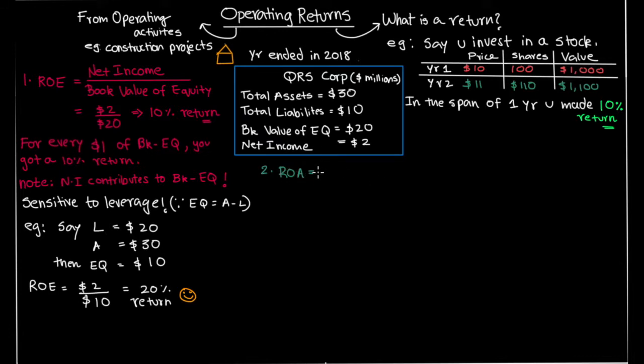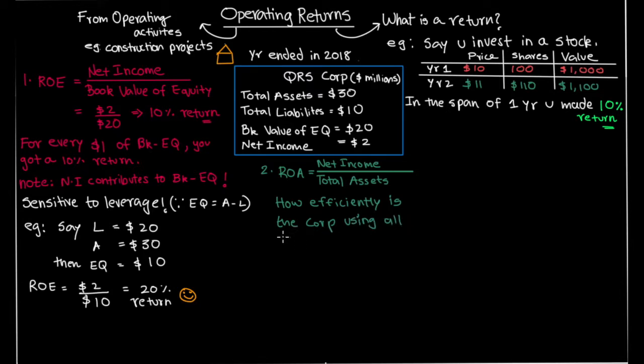Okay, so let's go to the second ratio, which is called the return on assets, which is equal to the net income divided by the total assets. So we get the total assets from the balance sheet and we get the net income from the income statement's bottom line. So what does the return on assets tell us? It tells us how efficiently a company or corporation is able to use its assets to create this net income.